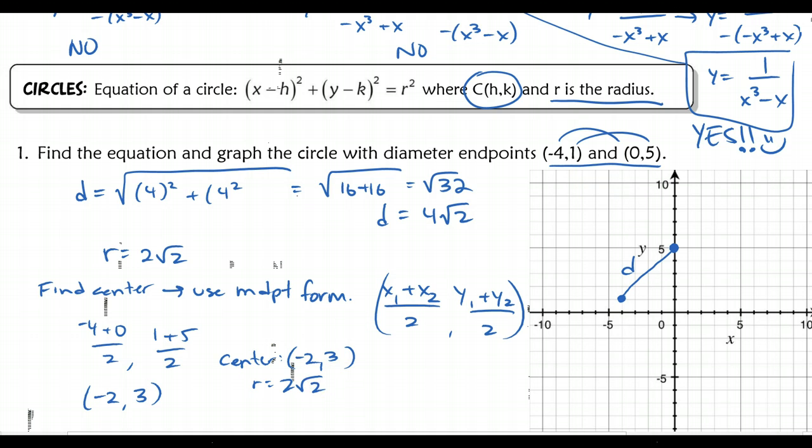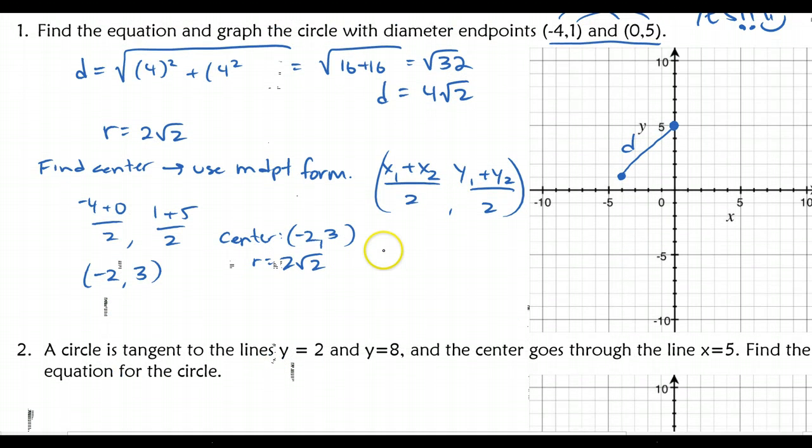So now I'm going to plug that directly into my general form equation, (x minus h) squared plus (y minus k) squared equals r squared. So for h and k, we're taking the opposite of h, so when we plug this back in, it's going to become plus 2. So (x plus 2) squared plus (y minus 3) squared is going to equal (2 root 2) squared. So I'll do that real quick. That's going to be 4 times 2, which gives me 8. Alright, so that's the equation of a circle.